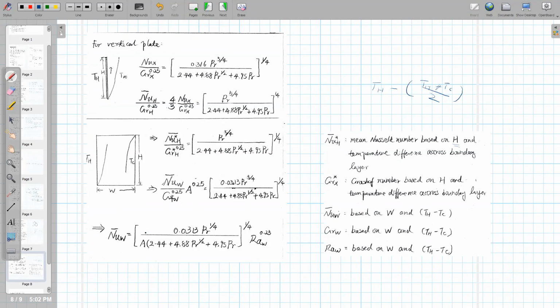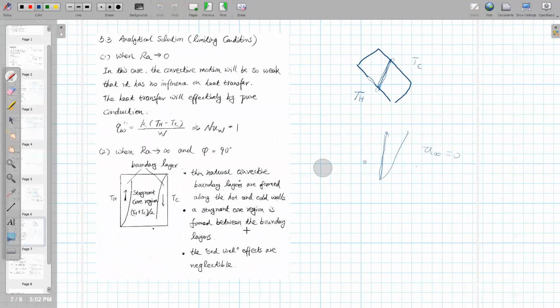You can also change the Grashof number to the Rayleigh number, by multiplying by the Prandtl number. So the final result will be the average Nusselt number for the left wall and for the right wall, given by this equation. This is the second case where you can get the analytic solution.